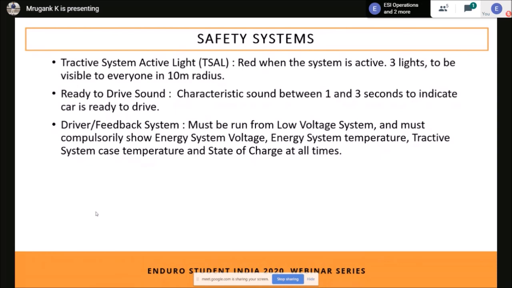Regarding the driver feedback system, there are 4 compulsory displays that must be shown to the driver at all times. These are the energy system voltage, the energy system case temperature, and the tractive system case temperature, as well as the state of charge. So these 4 parameters must be displayed at all times to the driver when the vehicle is turned on and also when it is running. Other information apart from this can also be displayed, but these 4 must always be visible.